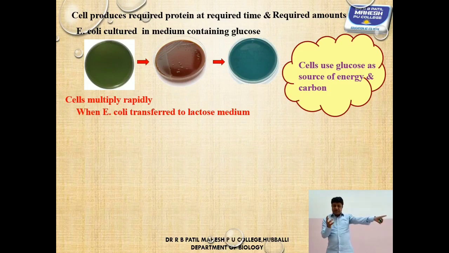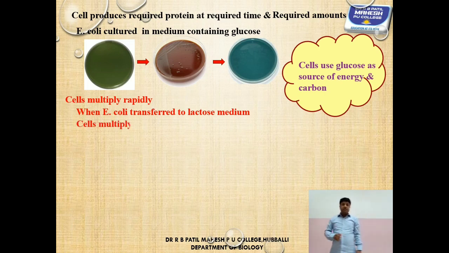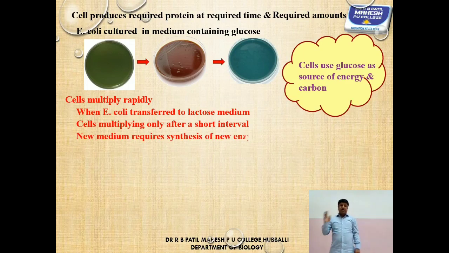If such a culture of bacteria is transferred into another medium containing lactose, it will take some time. The question arises, why? Because cells multiply only after a short interval of time, because it prepares itself. What happens? A new medium requires synthesis of new enzymes. That means in the presence of lactose, glucose is required for multiplication. So in the presence of lactose, multiplication stops temporarily.